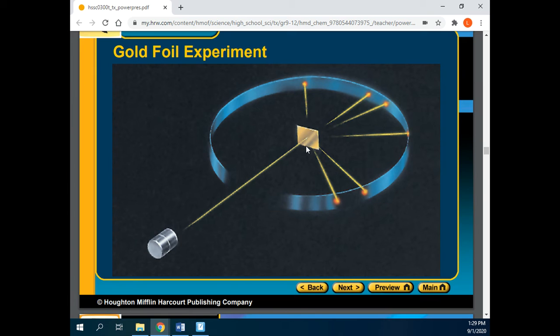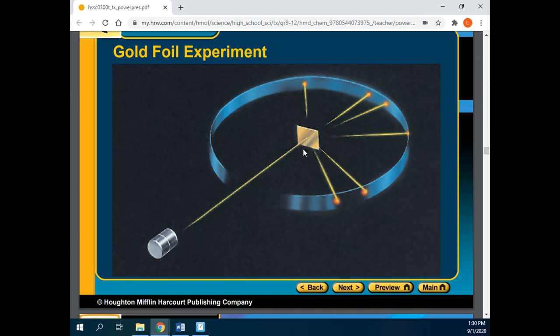Well, gold is an atom, right? And he expected that some of them would bounce back randomly, because at this time they thought that the protons and electrons were just distributed evenly throughout an atom. Okay, so he thought that at random he would have these bounce backs whenever they hit positive particles.